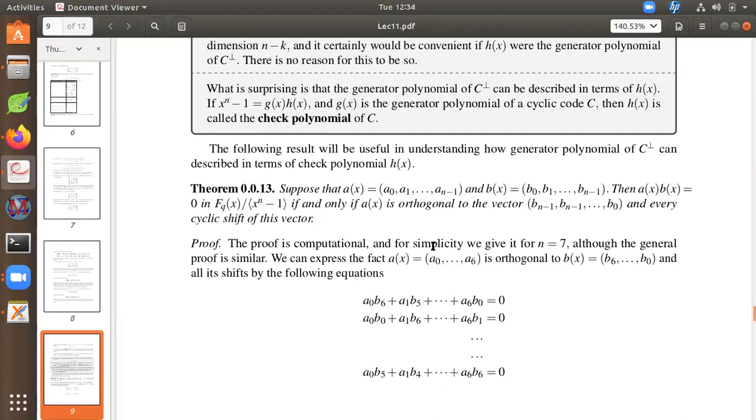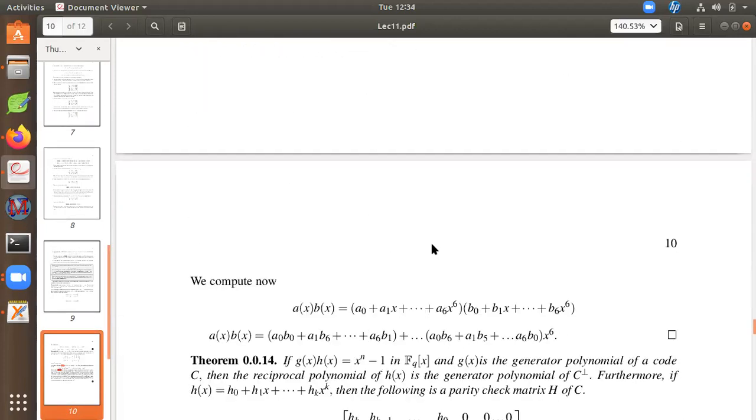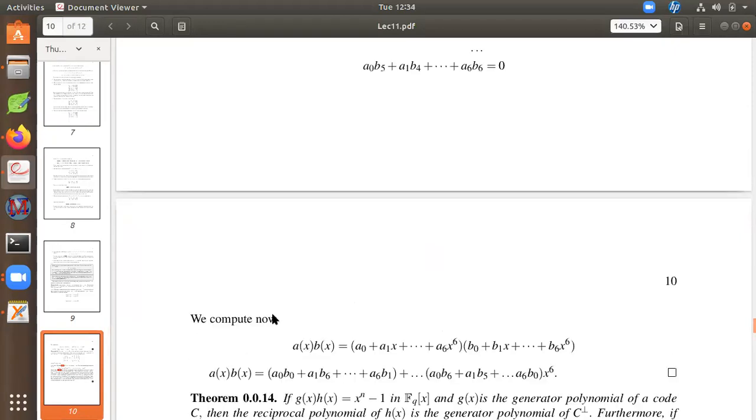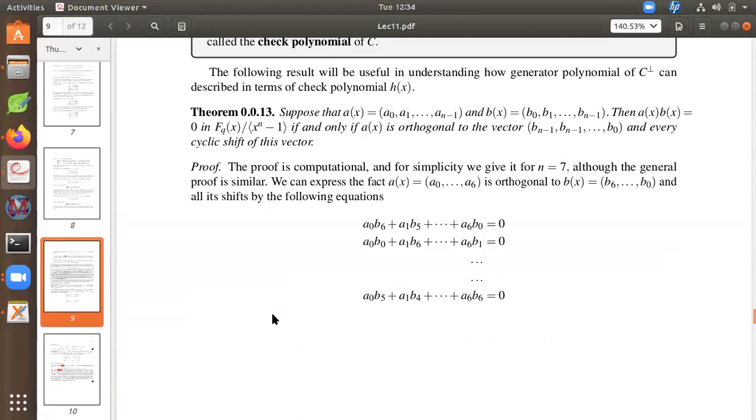To make it clearer, I'll first tell this part. Suppose I give two polynomials, for example a of x is a0 through a6. Can somebody help me how it looks in polynomial form? a0 plus a1 x up to a6 x power 6. Similarly, I am explaining for n equal to 7, but in general this proof is true.